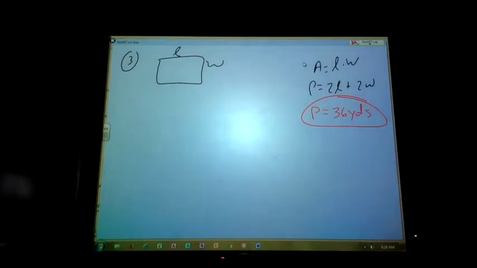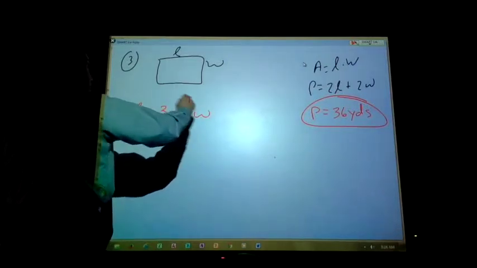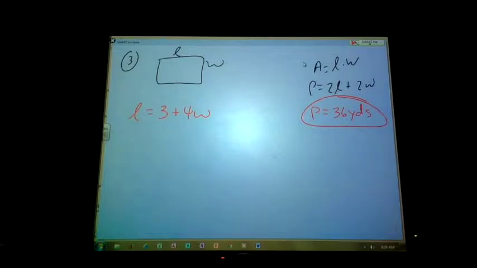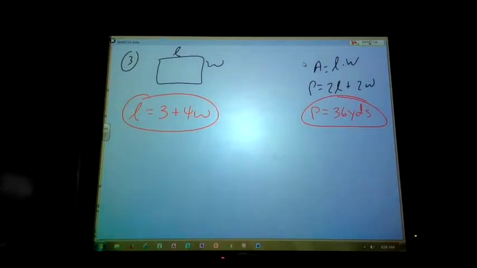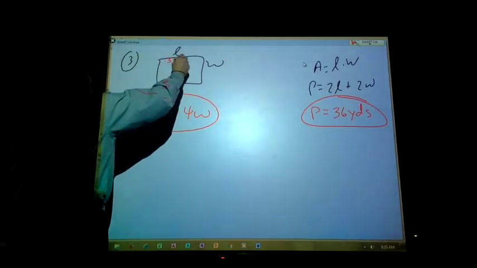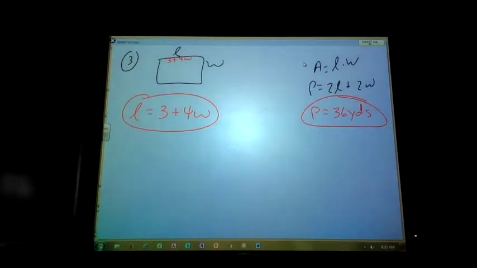Say that one more time. So the length is 3 more yards than 4 times the width. Sweet. So what can I do with this in relationship to my picture? Almost. Don't forget. 3 plus 4W. So my length is 3 plus 4W. And then I have W here. And by us doing that, Andrew, that allows us to go to one unknown, meaning one letter that we need to solve versus 2. Okay?